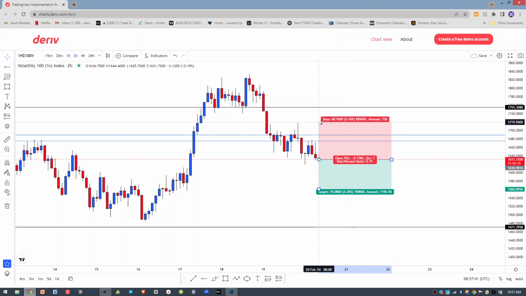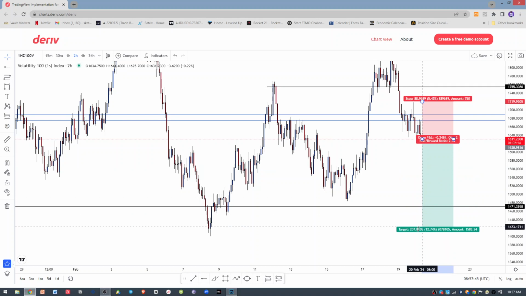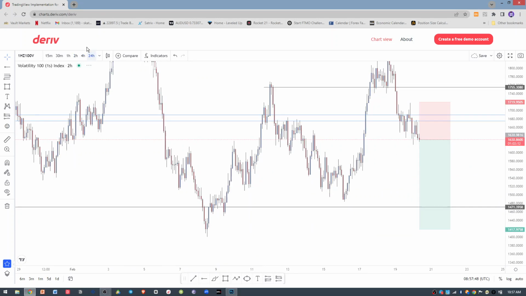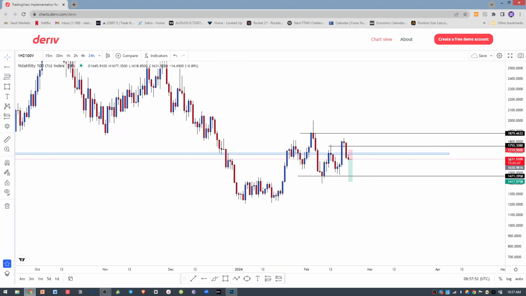You can still enter this market right there, right now. There's nothing wrong with it. Your stop loss must be down there. And let's just see if we can target our 1 to 2 or 1 to 3 or 5. So what we must do right now, guys, is scale to our daily time frame.